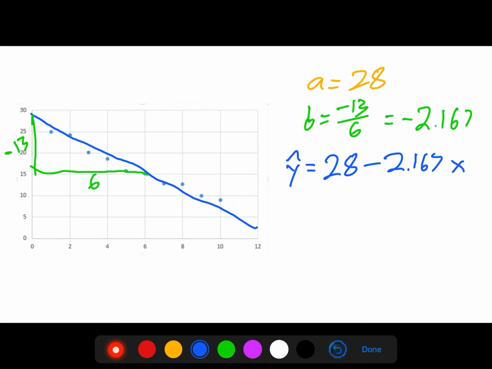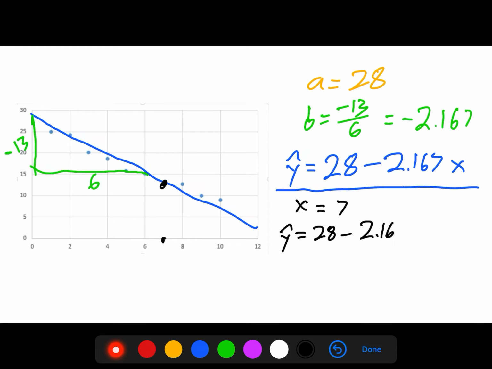Okay, let's now go to that second part where I ask for an estimate when x is equal to 7, or x is equal to 12. And so if x is equal to 7, that means we're looking right here on the graph. So we can see right now that our estimate should be somewhere in the 12, 13 range. But what I'm going to do is put it in my equation. 28 minus 2.167 times 7.